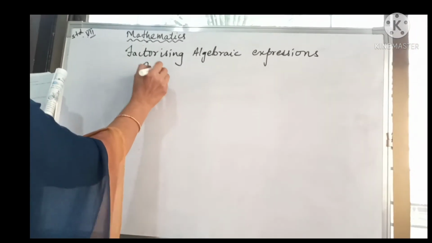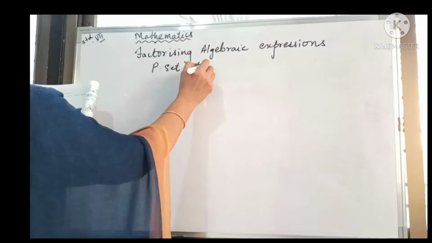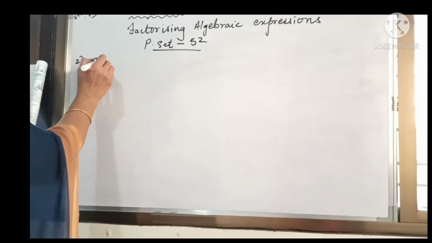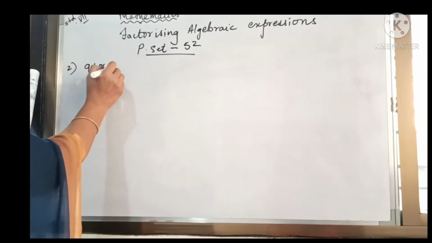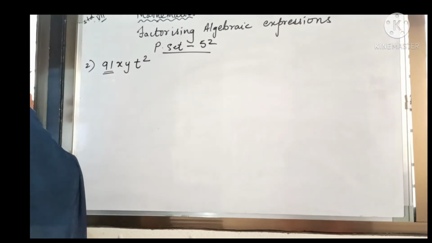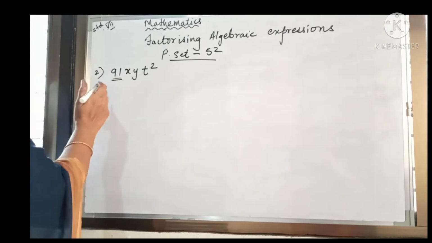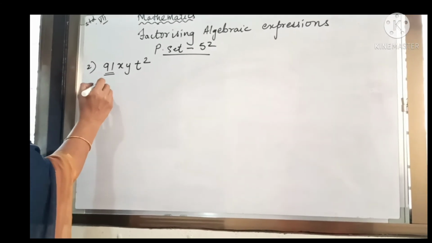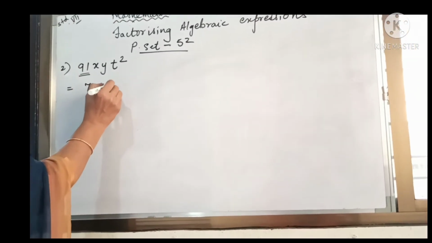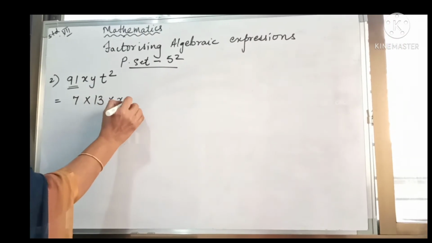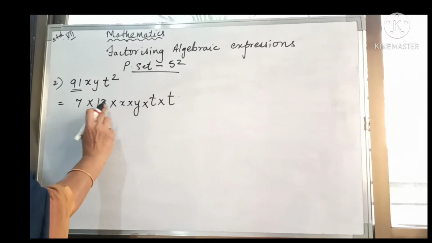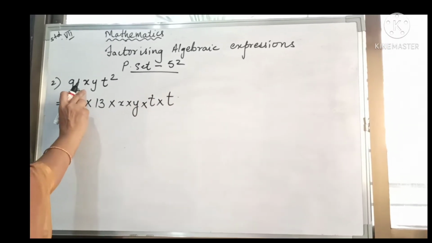from practice set 52. Suppose you have to factorize 91xyt square. Now for that you have to factorize 91 first. So 91 comes in the table of 7. So how will you factorize 91? 7 multiplied by 13 multiplied by x multiplied by y, and t square means t into t. So these are the factors of this monomial.